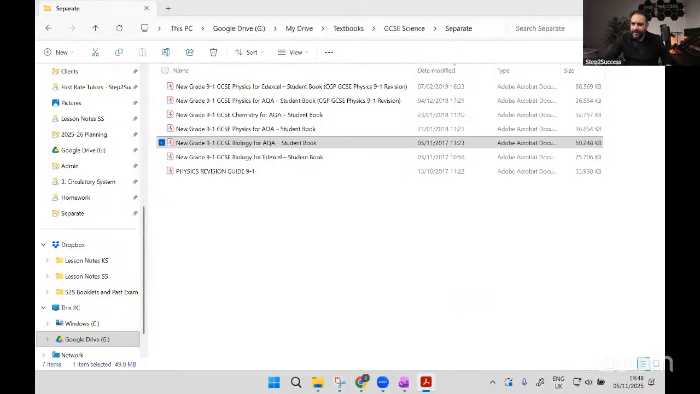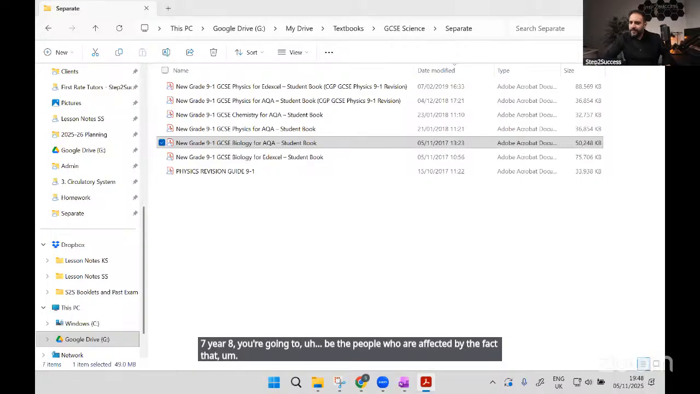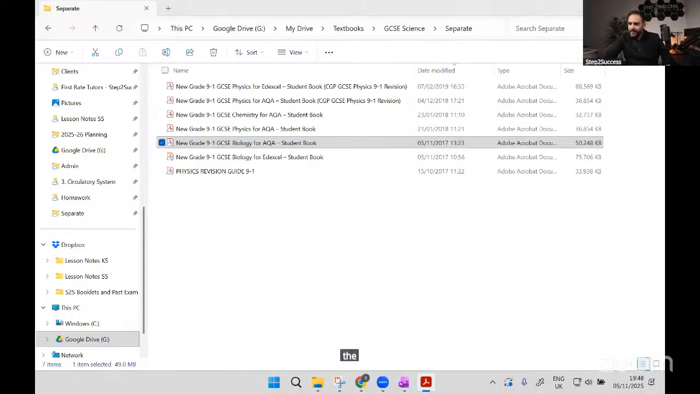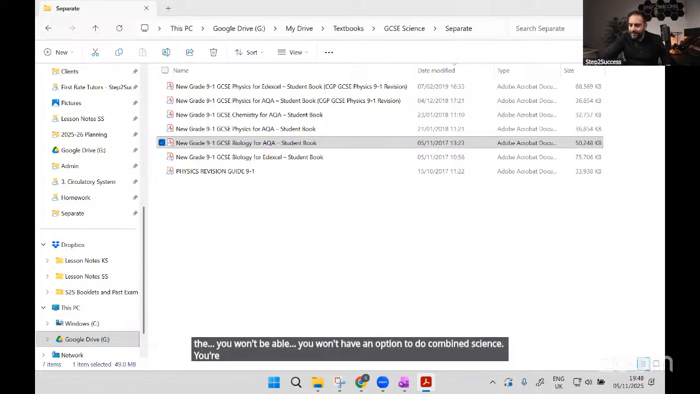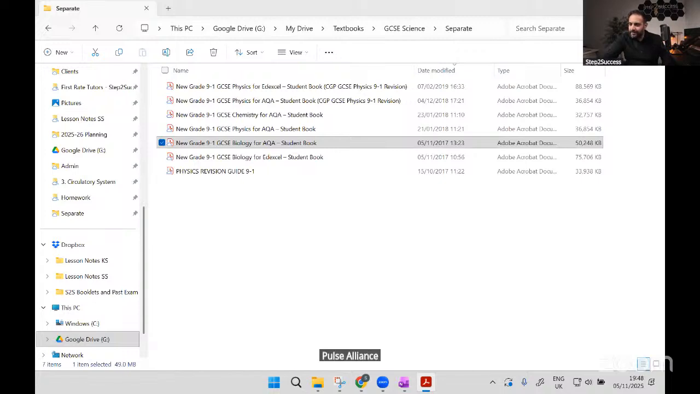Some of you guys that are in here, like year 7, year 8, you're going to be the people that are affected by the fact that you won't have an option to do combined science. You're all going to have to do triple science. One of the changes is being announced.